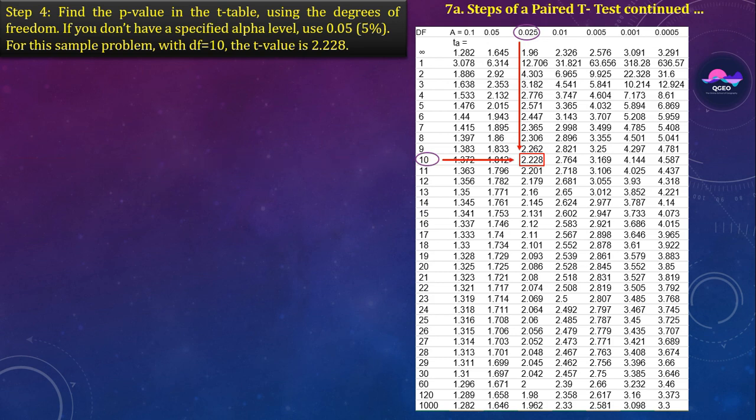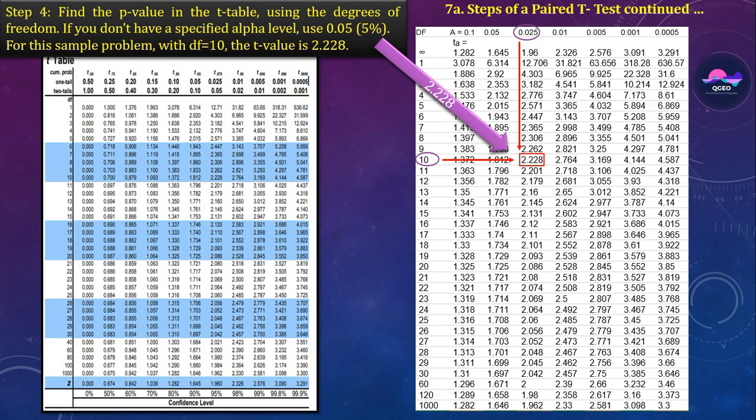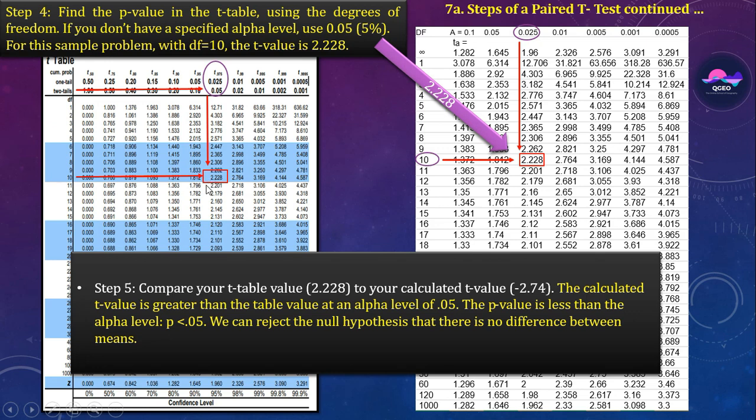Here 2.228. Okay, actually this is the t-table and the value is 2.228. Here 0.05 one tail, remember it, and 0.025 one tail is the same value, which will be for two tail 0.05. So the 0.05 value will be 2.228 at degree of freedom 10.